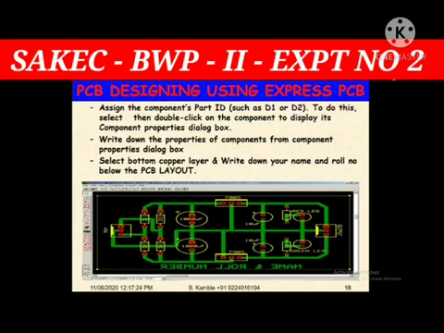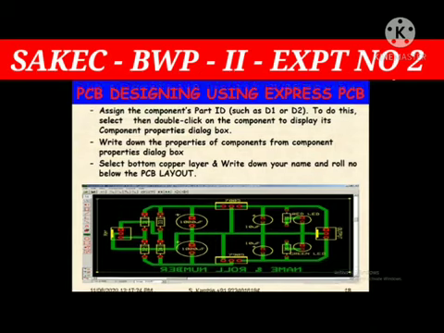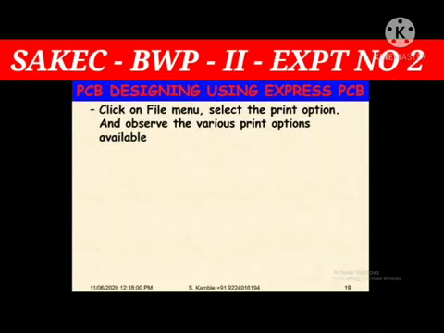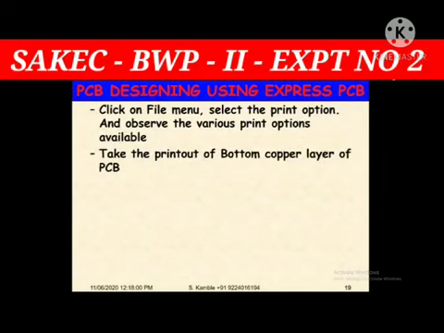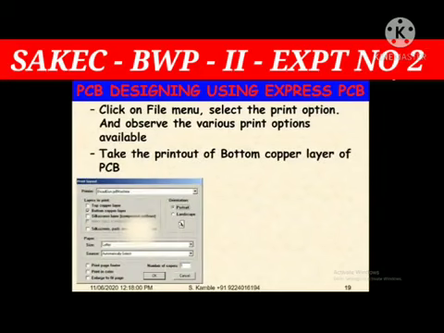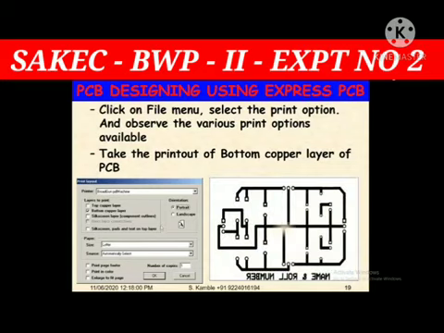Now we have to take a printout of this layout. For that you have to click on the file menu, then select the print option and observe various options, and in those options you have to select print of the bottom copper layer. These are the various options: top copper layer, bottom copper layer, silk layer. I had selected the bottom copper layer. When I print, the view is like this. So I am getting only the bottom layer, which we have to print on the copper plate.